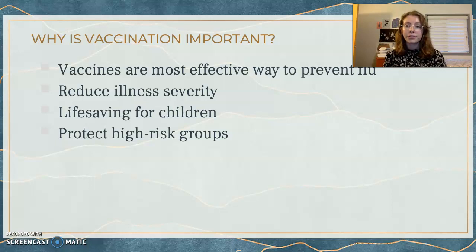Vaccination can also be life-saving for children. A study conducted over the 2010 to 14 flu seasons showed that vaccination reduced the number of pediatric flu-associated deaths by 65% in healthy children and 51% in children with underlying conditions. Vaccines also protect high-risk groups like those over 65, pregnant women, people with certain conditions like asthma and diabetes, those with HIV or AIDS, cancer, and also very young children.